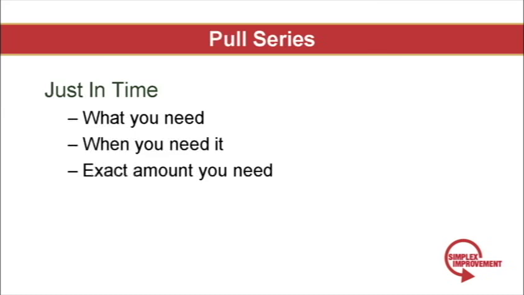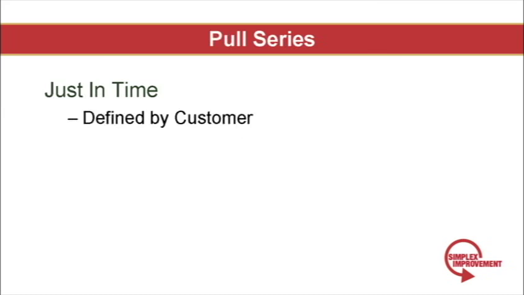So let's start with the definition of just-in-time. A system is said to be just-in-time when you as a customer can get what you need, when you need it, in the exact amount you need it in. Notice I said you as a customer. It's defined from the customer's perspective. Don't get me wrong. The supplier can produce what is needed, when it is needed, and the exact amount needed. However, the constraints are ultimately defined by the customer.